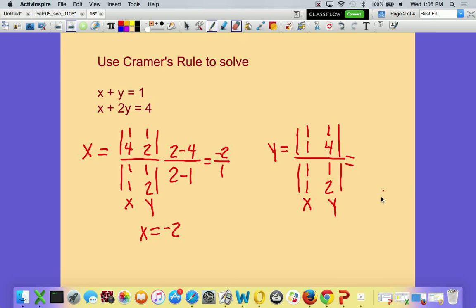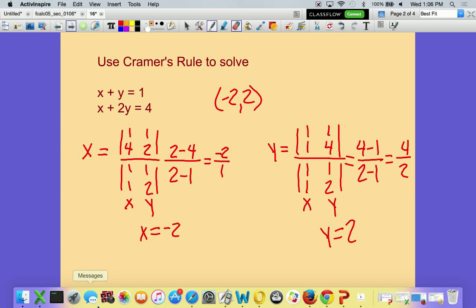So from here we multiply this out. 4 minus 1 over 2 minus 1. 4 over 2, y has to equal 2. Alright, and what you can do for this is you can actually plug this ordered pair back in to see if it works. And it does not.